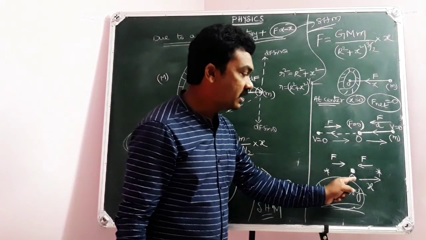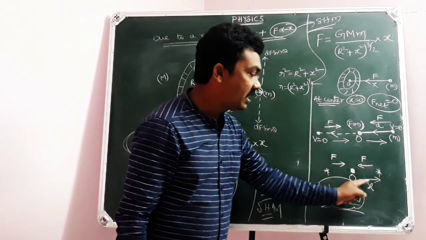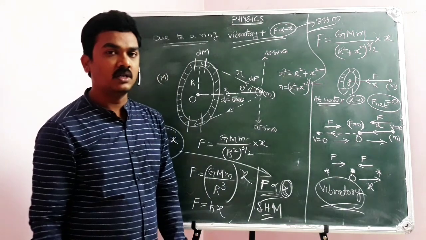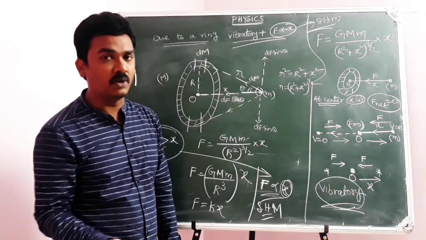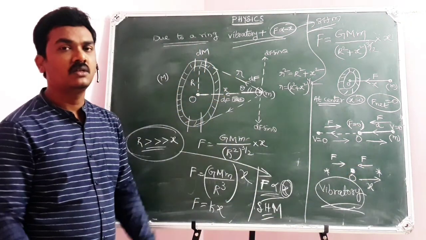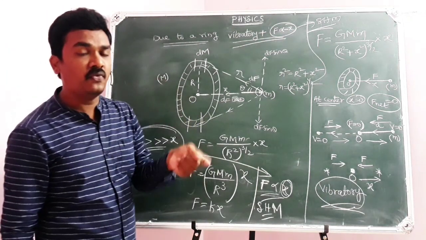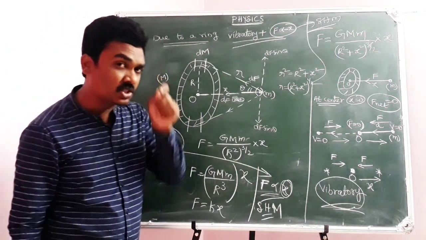x is the distance of the particle from the mean position or from the center, which is directed away from the center, because the distance will be measured away from the fixed point. But the force of gravitation is towards the center always, so that they are in opposite direction. That negative sign indicates F and x are in opposite direction.